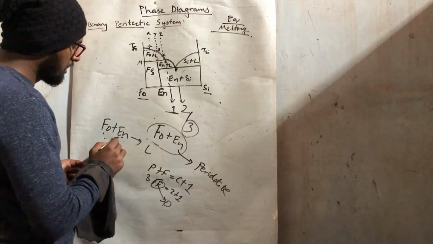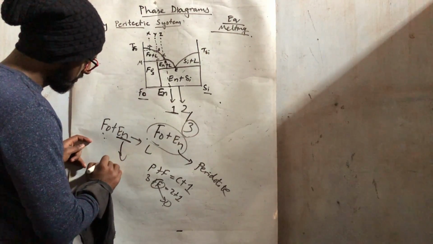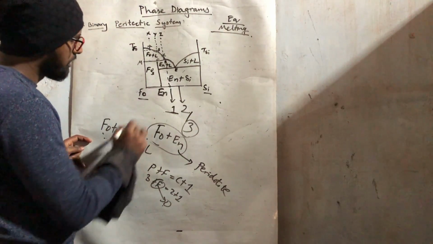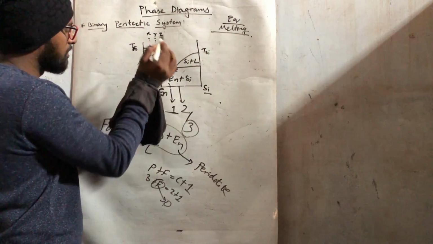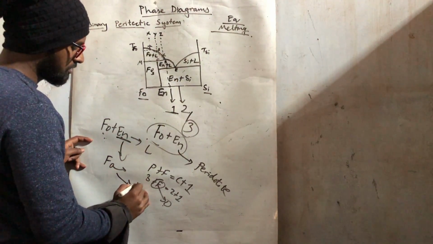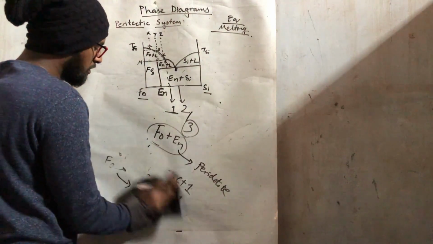What will be consumed? Enstatite will be consumed, and we will have forsterite melting up to this temperature. And then we will have total forsterite converted to liquid. And for Y and Z, what will we have?